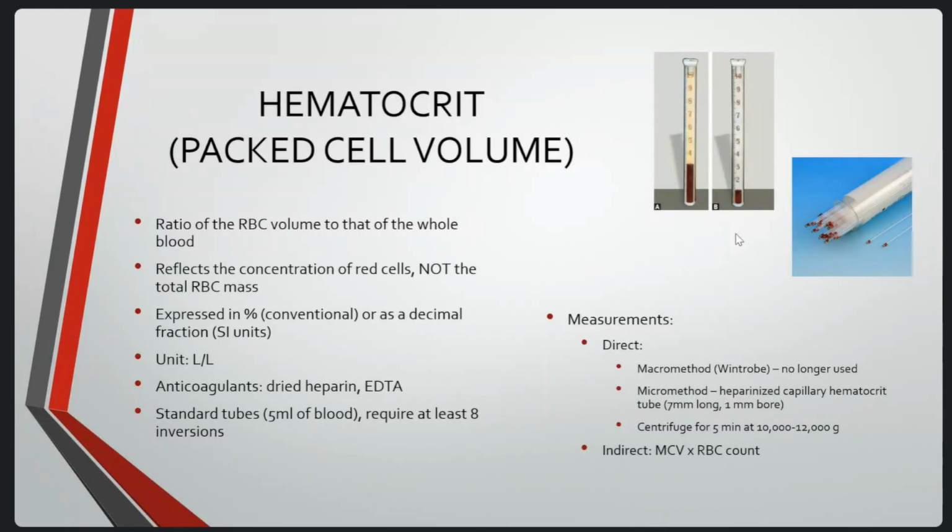The next one is the micro method, the picture under the upper right. This is a heparinized capillary hematocrit tube, about 7 millimeters long and 1 millimeter bore. We centrifuge this for 5 minutes at 12,000 g. We can also compute for the hematocrit. This is the indirect measurement using the MCV times the RBC count. We also have the rule of 3 for the hematocrit, hemoglobin, and RBC, but this is only applicable for normal conditions.